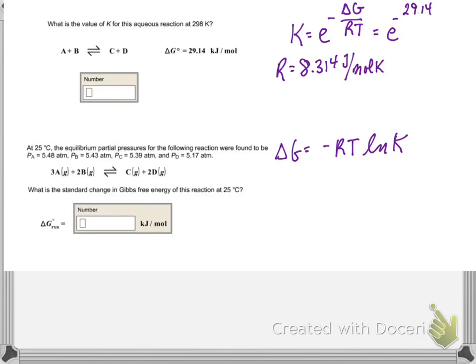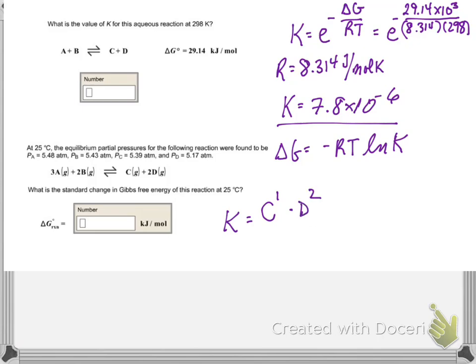Okay, so we plug in the number. Keep in mind I'm going to use R in joules. Of course you could use kilojoules, but I'm using joules, so I multiply delta G by 1,000. Put in the numbers. The temperature is 298. If I plug that in the calculator, I get 7.8 times 10 to the minus 6. So this is definitely reactant favored, K is less than 1, and delta G is positive.